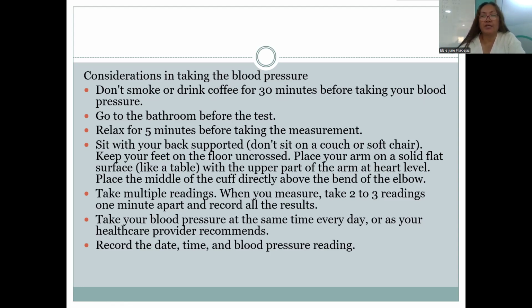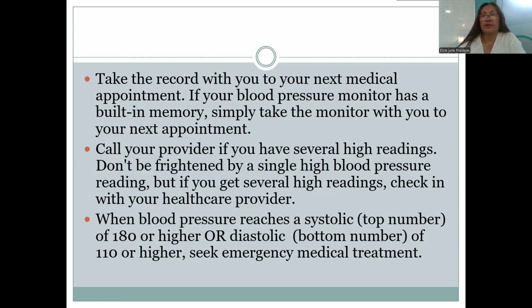Then take the blood pressure at the same time each day or as your healthcare provider recommends. Record the date, the time, and the blood pressure reading. Take the record with you to your next medical appointment. If your blood pressure monitor has a built-in memory, simply take the monitor with you to your next appointment. Then call your provider if you have several high readings. Don't be afraid of a single high blood pressure reading.